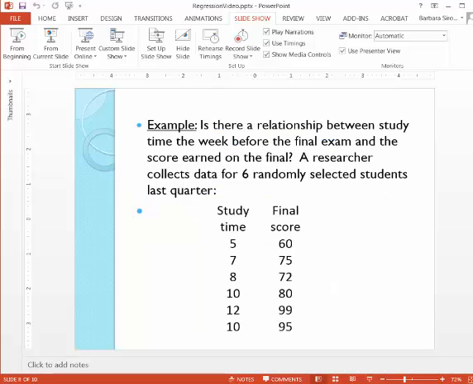So let's start with an example. And the example is going to be, is there a relationship between study time the week before a final and the score earned on the final? I've got 6 points here. So what are we going to do with this data set?